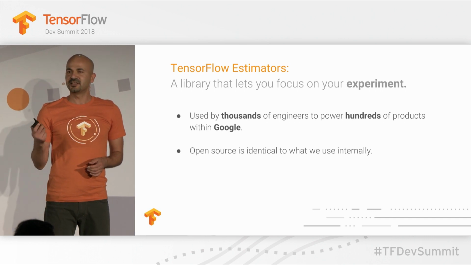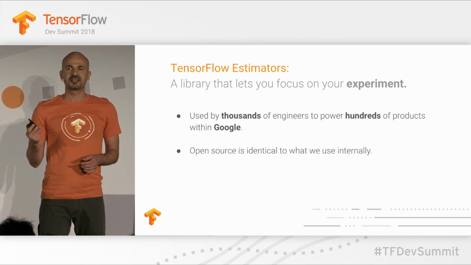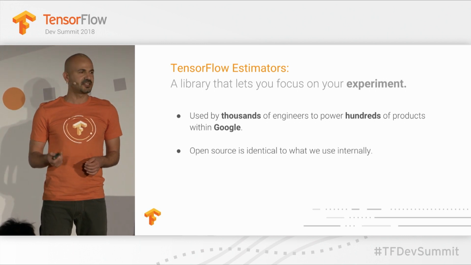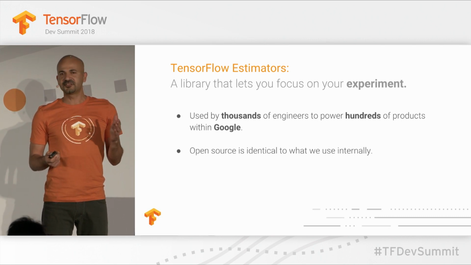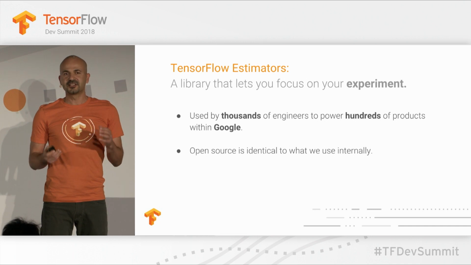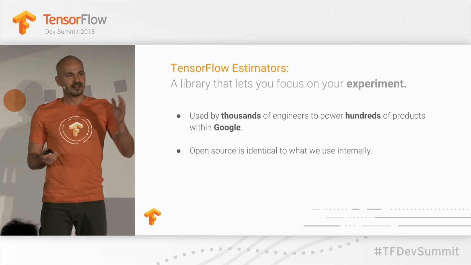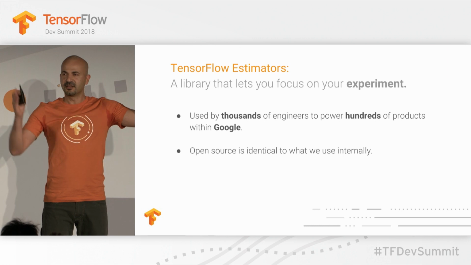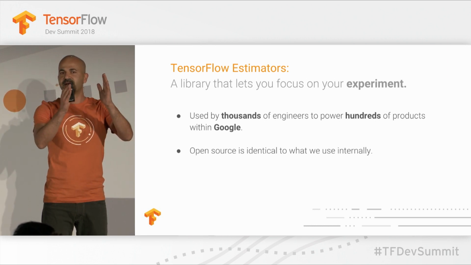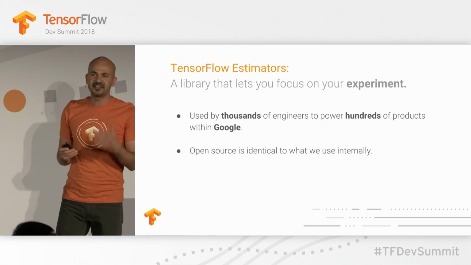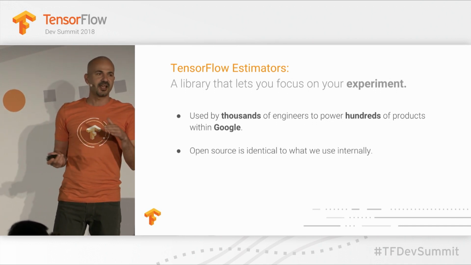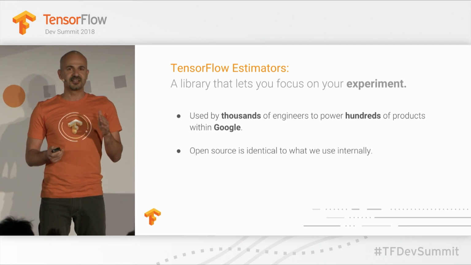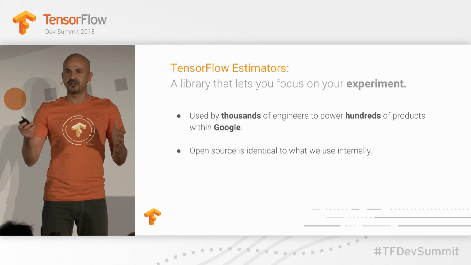Let's talk about estimators. It's a library that lets you focus on your experiment. There are thousands of engineers, this is not a small number, and hundreds of projects in Google who use estimators. So we learned a lot from their experiments, and we created our APIs so that the time from an idea to an experiment will be as short as possible. And I'm really happy to share all this experience with all of you. Whatever we are using internally at Google is the same as the open source one. So you all have the same things.